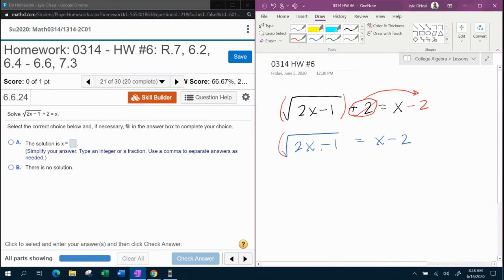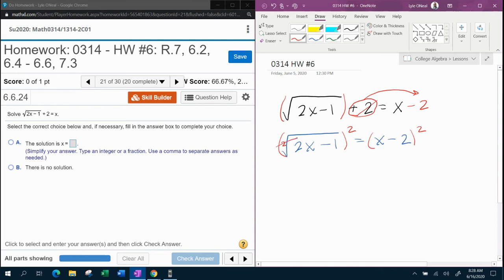Now that we have the square root isolated, to get rid of the square root, we need to square it. Remember, the index of a square root is understood to be 2. And so that is the exponent that you have to use to get rid of the square root. But if I square this side, I have to square this side also. Notice that you have to square the entire side. You cannot square each term separately.